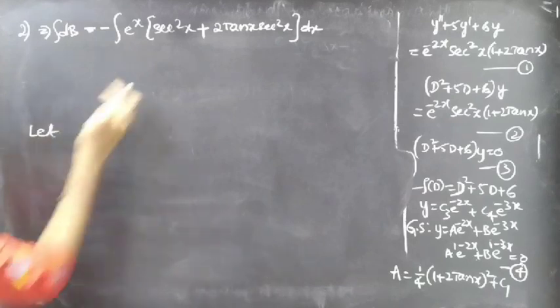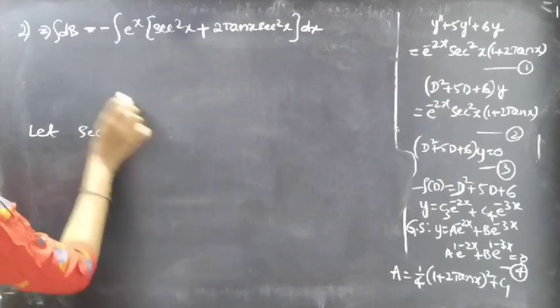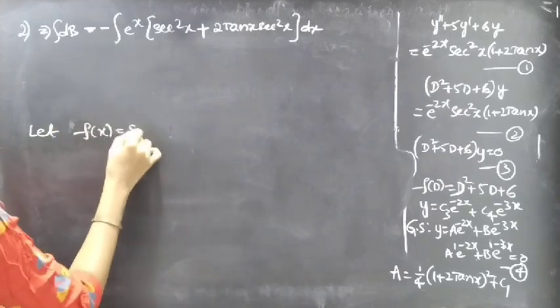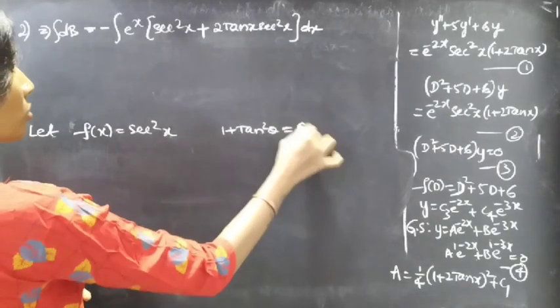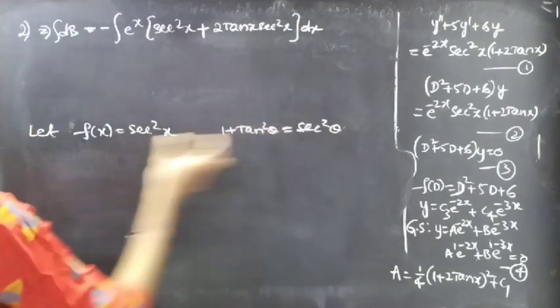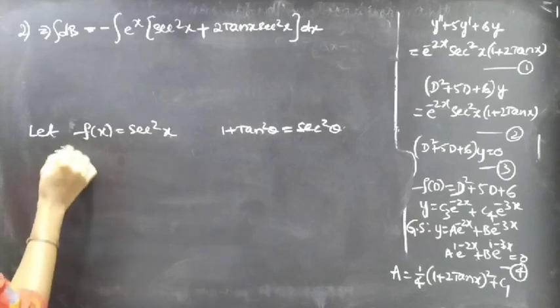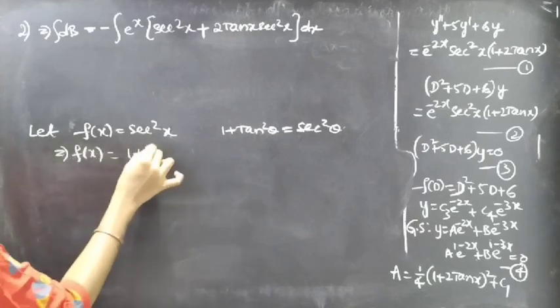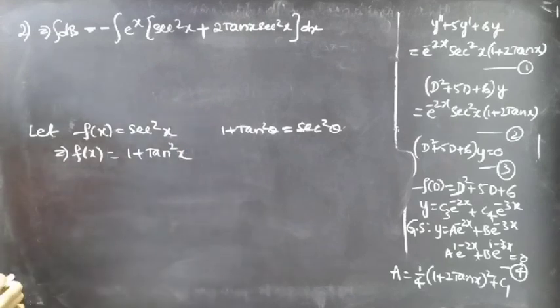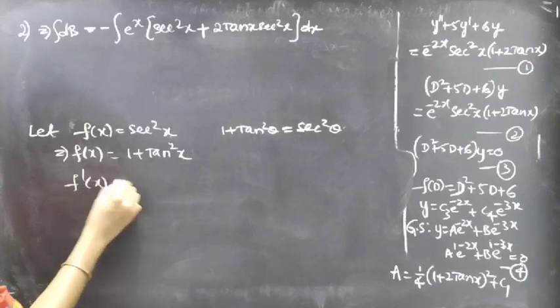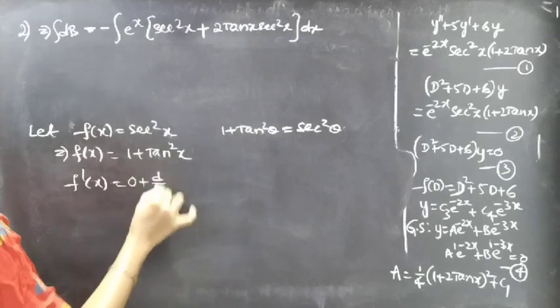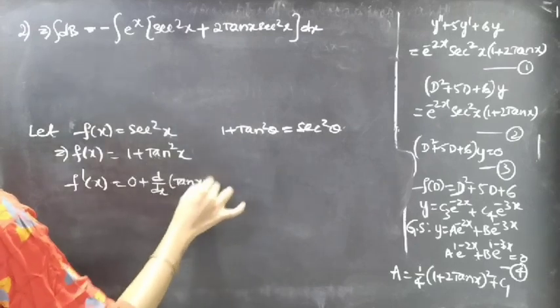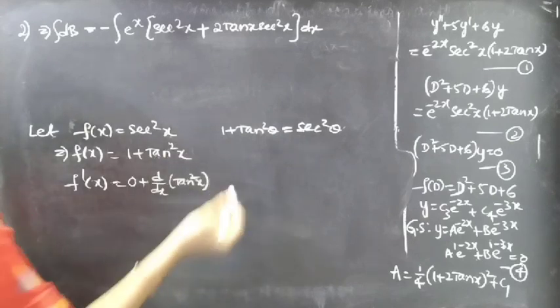Let f of x equals secant square x, right? We know that 1 plus tan square theta equal to secant square theta. Then we can replace secant square x with 1 plus tan square x. Then we'll get f of x equals 1 plus tan square x, right? If f of x equals 1 plus tan square x, then f dash of x will be the derivative of 1 with respect to x, which is 0, plus we need to find the derivative of tan square x.